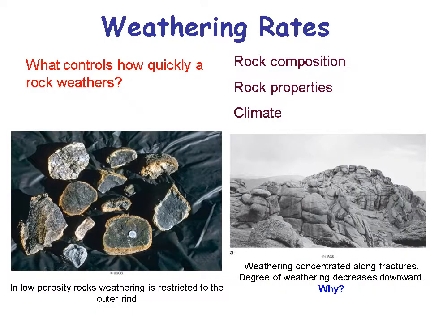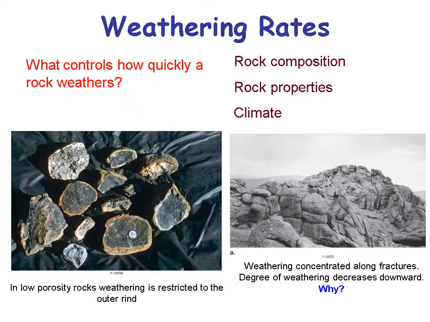What controls how quickly a rock weathers? Well, there are three things. One is rock composition, or what the rock's made of. One is the rock's properties, and the other one is climate. So let's look at each one of these. You see a picture of a rock there on the left with low porosity. Because it's low porosity, water can't get into the rock, so weathering is restricted just to the outer rind. You see the brown weathered rind around the rock, and then the inside gray rock, and a coin on it just for scale.